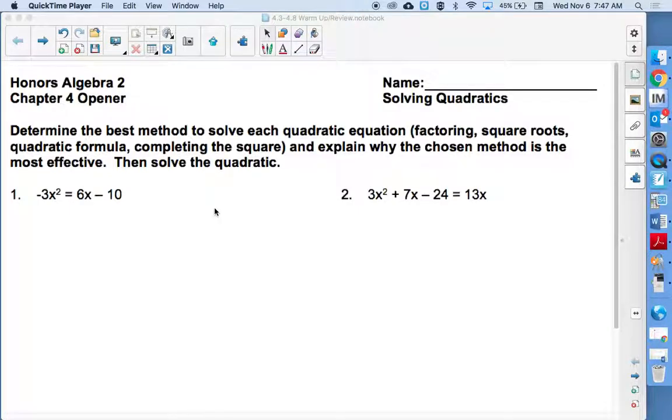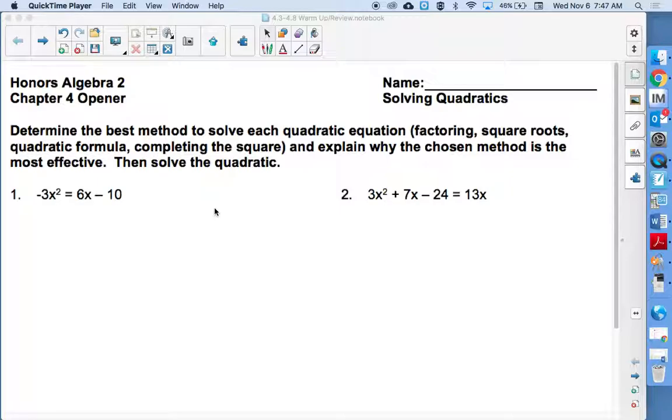Square roots we could not use for this problem. So I can only use a square root if I just have an x squared, or if there's a parenthesis and it's squared. If that's not the case, then I cannot use square roots. So factoring, I would check first to see if a problem is factorable. If a problem is factorable, then that's probably the easiest way to solve. Except we have to do something with this first before we can really decide if it's factorable.